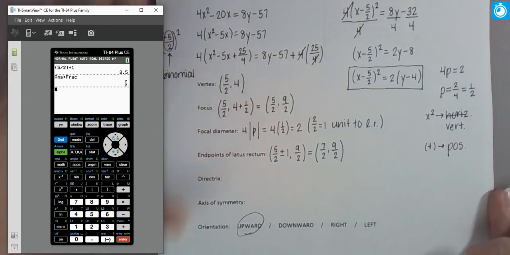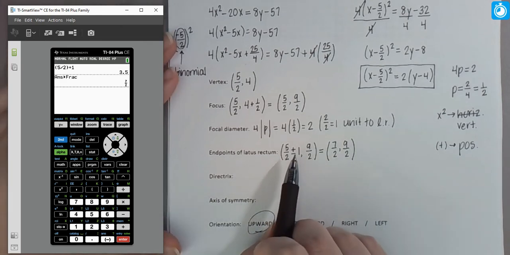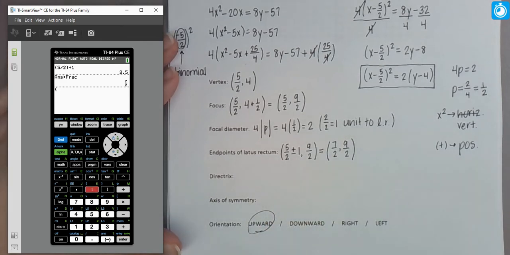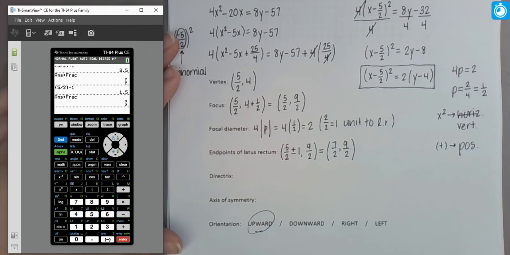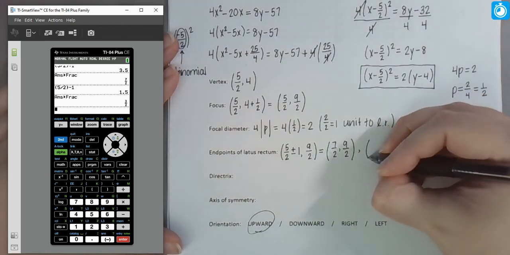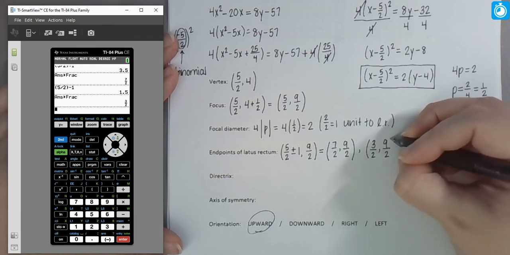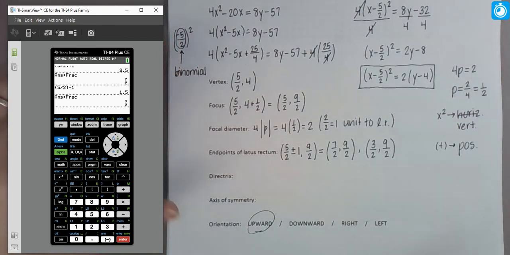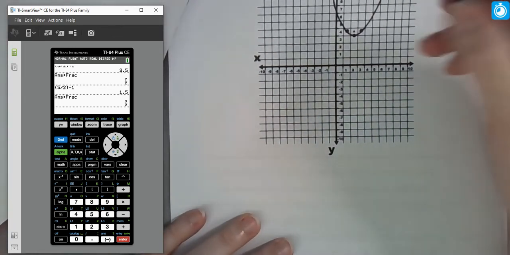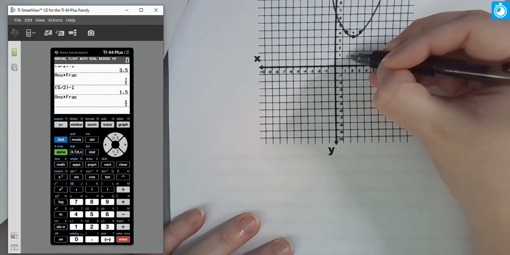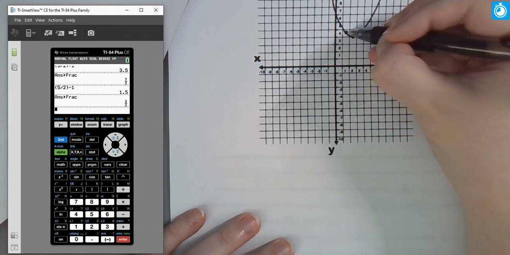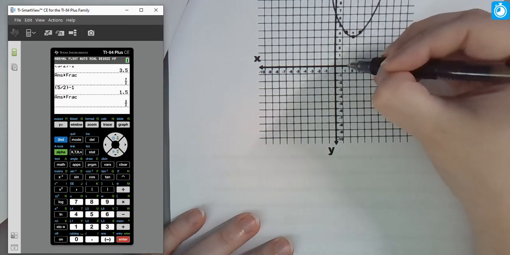Now, next one. If we were to take 5/2 and subtract 1, so 5/2 minus 1, and then if we convert that to a fraction, that's going to be 3/2. So the other ordered pair is going to be 3/2 and 9/2. So in other words, 1.5, 4.5. So let's check that one. So 1.5, 1, 2, 3, 4, 4.5. So that one checks out as well.